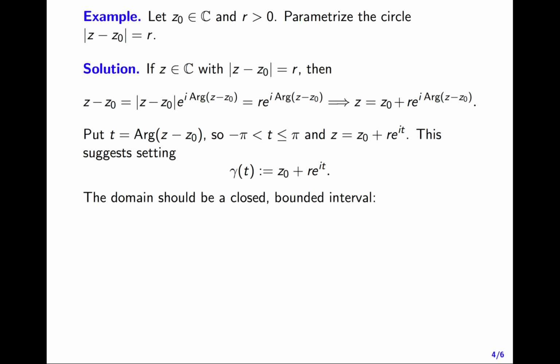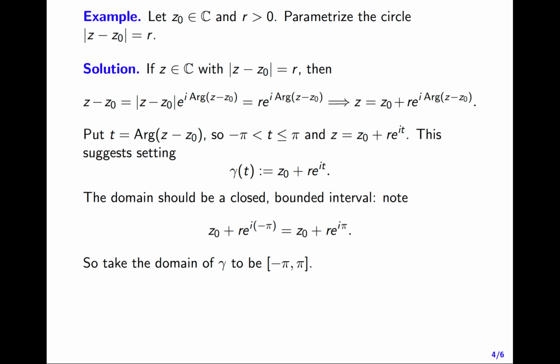Now, one thing we need to be careful about: the domain of a curve should always be a closed bounded interval. This is the definition and convention that we choose to work with for curves. It'll make a lot of things in life easier later on. We've only taken t in this half-open interval, open at minus pi and closed at pi. But what do we know from just trigonometry? z0 plus r times e to the i times minus pi is of course equal to z0 plus r times e to the i pi. So we might as well just take the domain of gamma to be the whole closed bounded interval minus pi to pi, and the curve will intersect itself when t equals minus pi or pi, but that's fine.